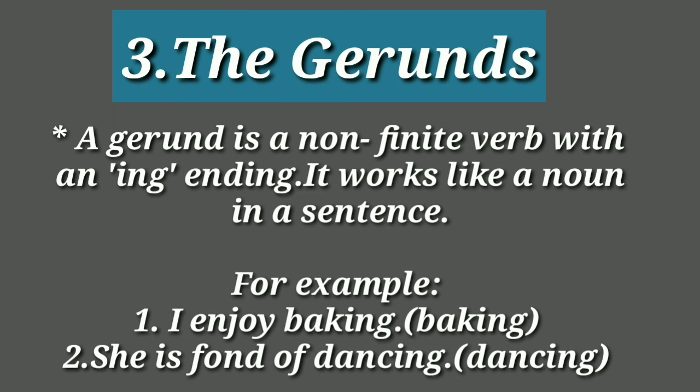The gerund. The gerund acts as a noun in a sentence and can thus be the subject or object of a verb. A gerund is the base plus ing form of a verb. A gerund is a non-finite verb with an ing ending. It works like a noun in a sentence. Let's see the examples. I enjoy baking. She is fond of dancing. In these sentences, baking is the object of enjoy and dancing is the object of the preposition of.